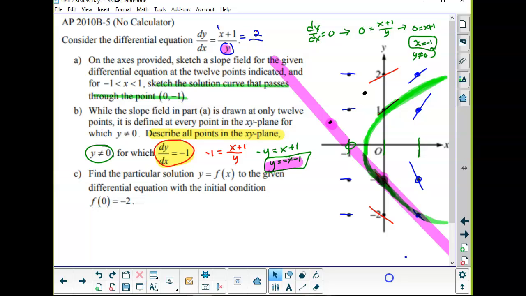Okay. And then the last one, find the particular solution to the given differential equation with the initial condition 0, -2. So now it goes back to just the warm-up that we did.